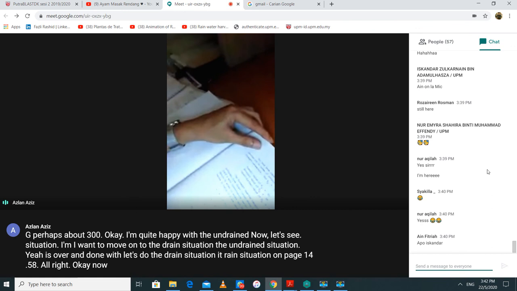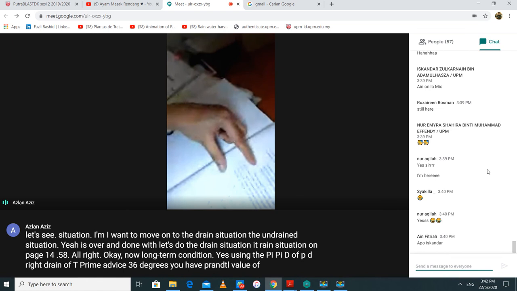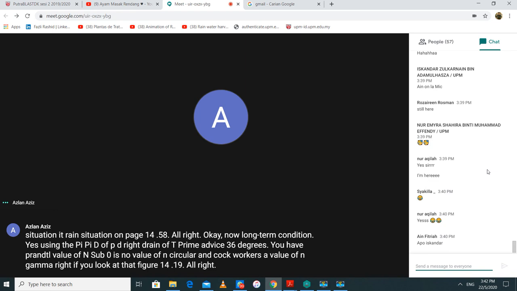Okay. Now, long-term condition. Just using phi d, drained, or phi prime, otherwise 36 degrees. You have Prandtl value of N sub C, Reissner value of N sub Q, and Kumbhojkar value of N gamma, right? If you look at that figure 14.19, all right? Figure 14.19. Yeah.